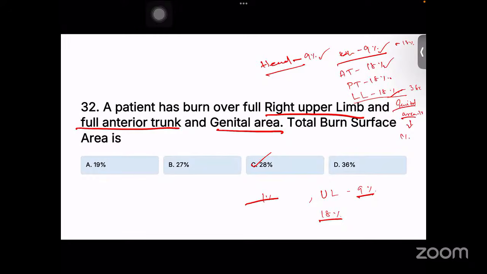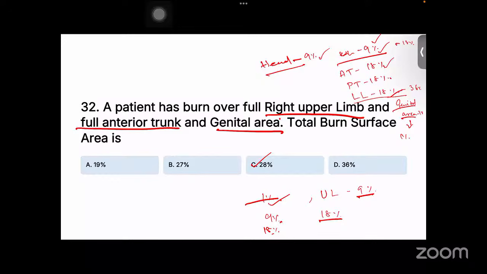This is the burn marking area. So speaking about the burn here, right upper limb means 9%. Then we have the full anterior trunk, which means 18%. And then you have the genital area, which is 1%. So 18 plus 9, 27, 28% is the right answer here. Burns more than 20% will require formal fluid resuscitation. In this patient, 4 ml per kg per percentage of TBSA of Ringer lactate should be infused in 24 hours, half in the first 8 hours, the remaining half over the next 16 hours.